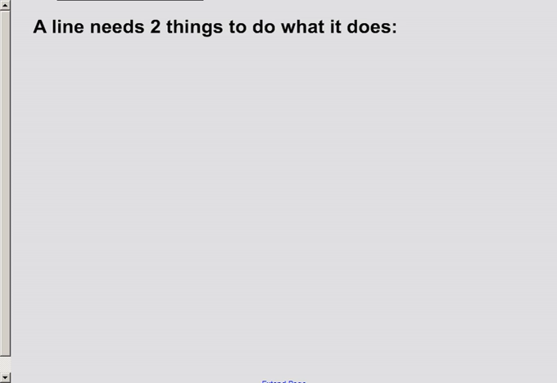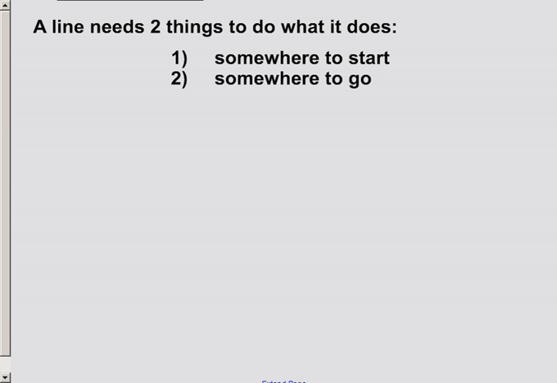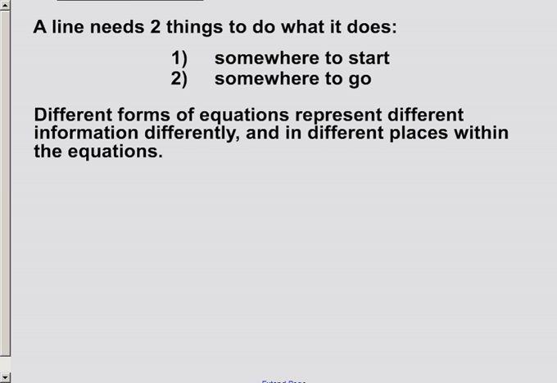Now, as you've heard over the years, basic information here, a line needs two things in order to do what it does. Obviously, it needs somewhere to start, and historically, this has been a y-intercept. From there, it needs somewhere to go. Historically, this has been a slope value. So that's where slope-intercept has always been such a tremendously powerful equation for us to work with, simply because it provided these two things point blank in the equation.